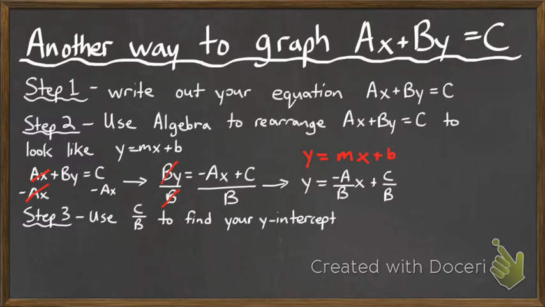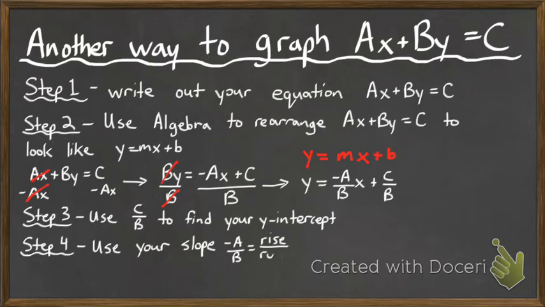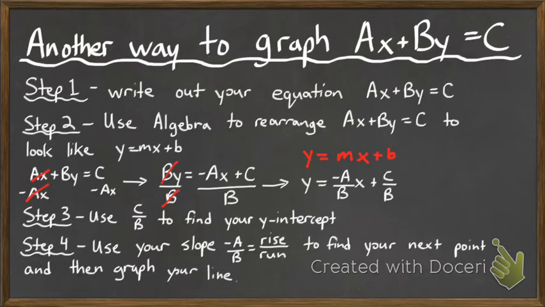Now, in step 3, we can use c over b to find your y-intercept, because that is essentially our b constant when we're using slope-intercept form. And then step 4, we're going to use your slope. So our slope in this case is negative a over b. So essentially that's our rise over our run. And you're going to use this to find your next point and then graph your line. So you can use this method, or you can use the method of finding the x-intercept and y-intercept.